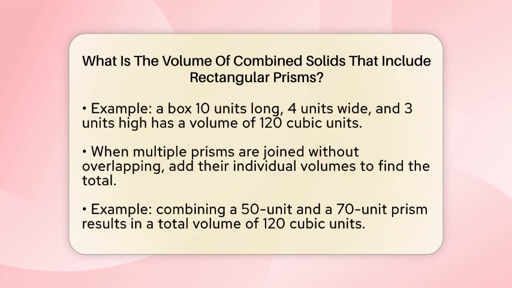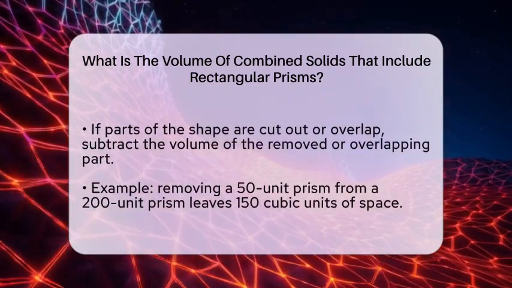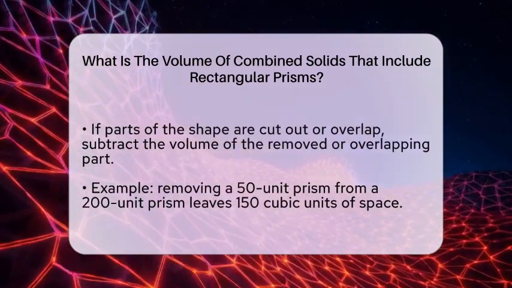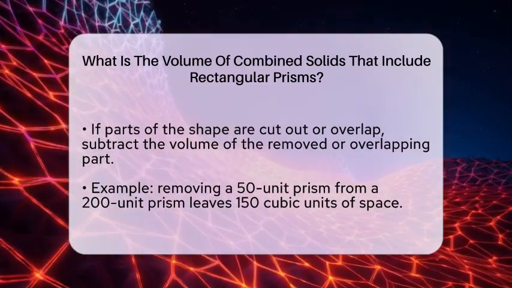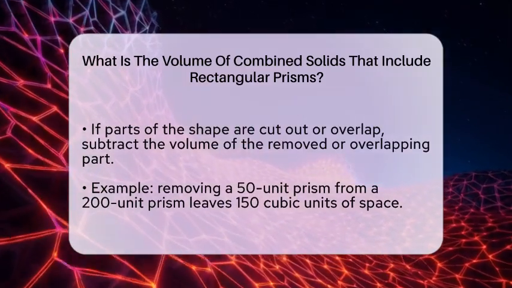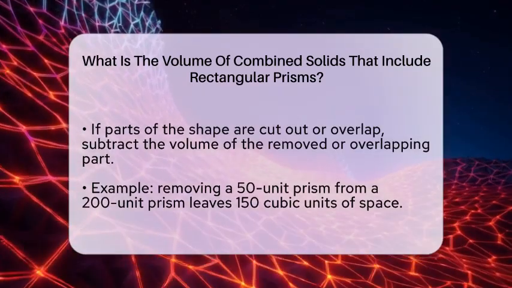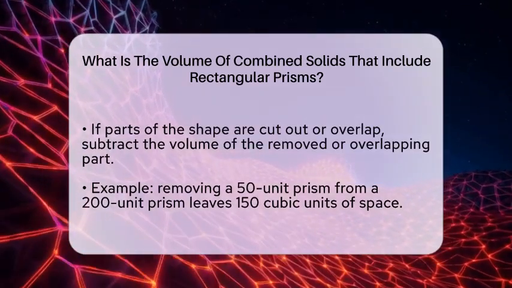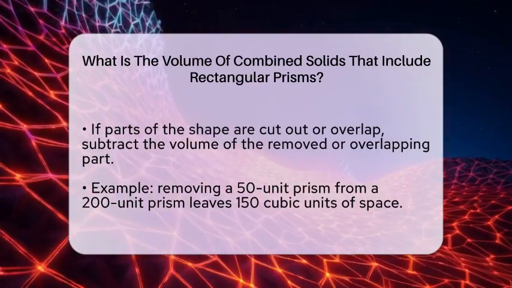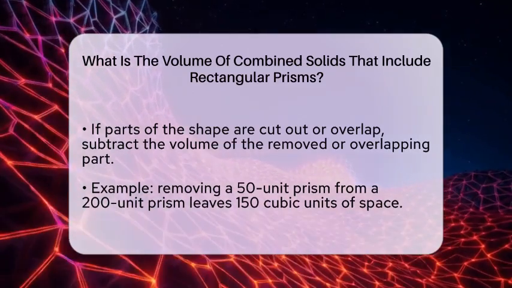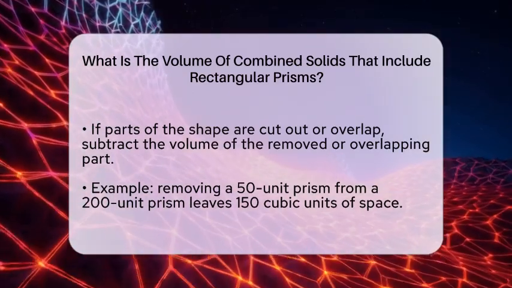But what if part of one shape is cut out or overlaps with another? In that case, you subtract the volume of the overlapping or removed part. For instance, if a smaller rectangular prism is cut out from a larger one, you find the volume of the smaller shape and subtract it from the larger shape's volume. Let's say you have a big box with a volume of 100 cubic units, and inside it, a smaller box with a volume of 50 cubic units is removed. The remaining space, or the total volume of the combined solid, is 150 cubic units.